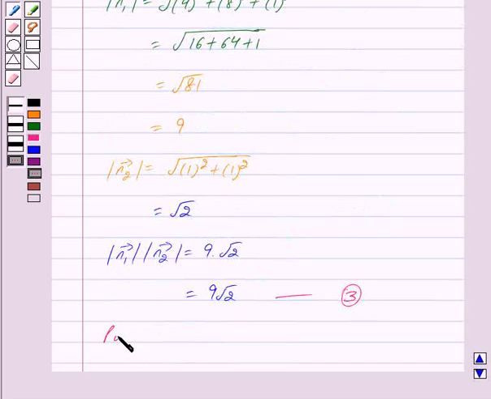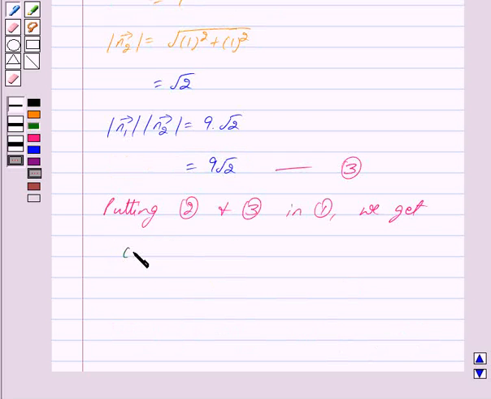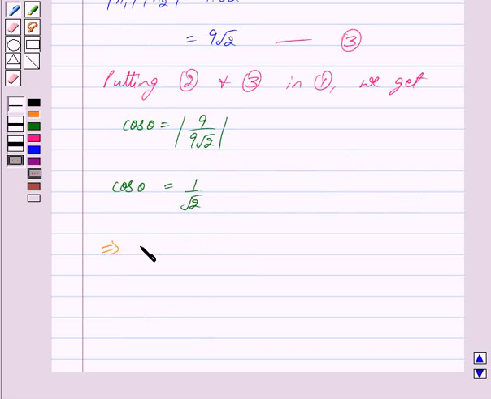So putting 2 and 3 in 1, we get cos theta = mod of 9 upon 9 root 2, which is equal to 1 upon root 2. So we have got cos theta = 1 upon root 2. Now this implies theta = cos inverse 1 upon root 2, that is, theta = 45 degrees.